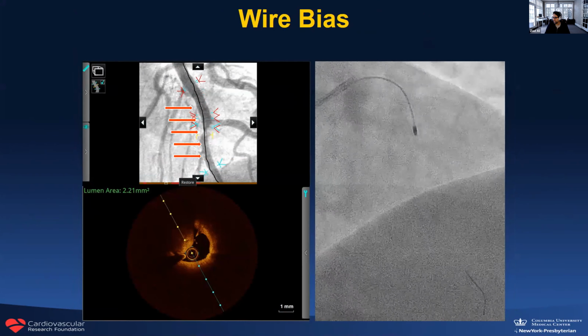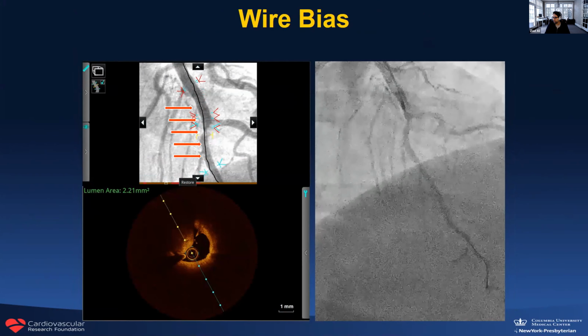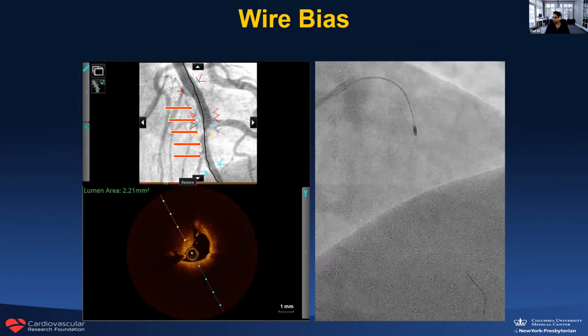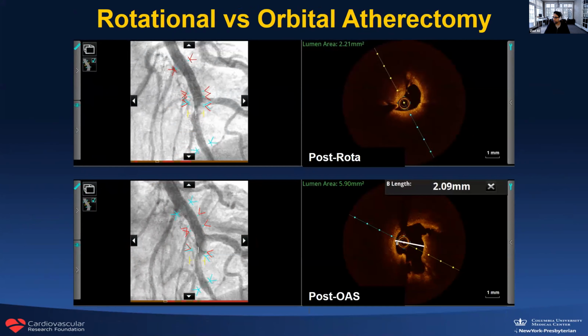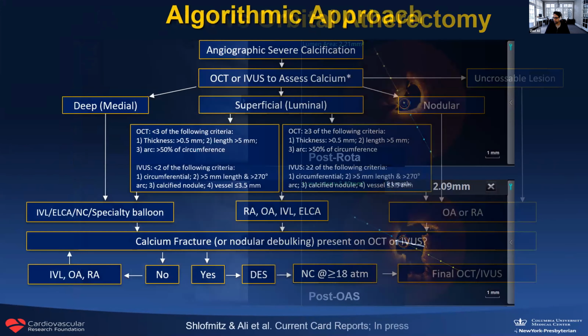And now you'll be able to see why. Because the calcium nodule is on the outside of the artery, but the rotablation burr is on the inside of the artery. And as a result, we do not get any debulking. Here in this example, when we then perform orbital atherectomy, you see that by placing the orbital atherectomy, we eliminate this wire bias and allow cutting into this nodule, thinning it down to the point at which we're actually able to impact it. So this imaging completely guided the lesion preparation.